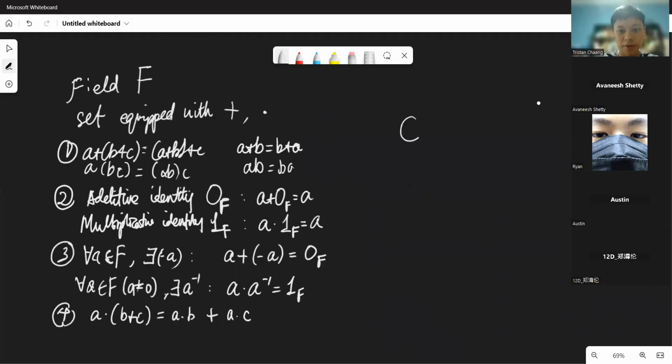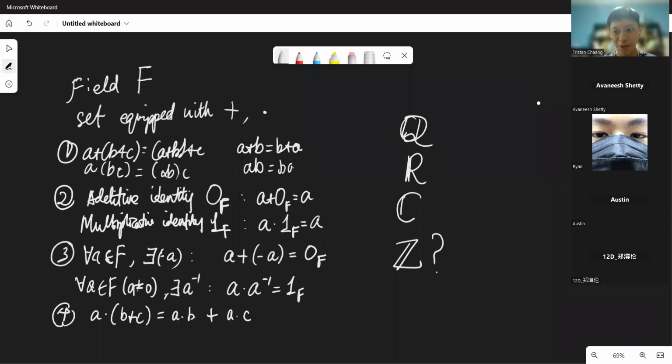So Q is a field. R is a field. C is also a field. Can anyone tell me why Z is not a field? The set of integers, why is it not a field? Yes, exactly. Not all integers have a multiplicative inverse, right?